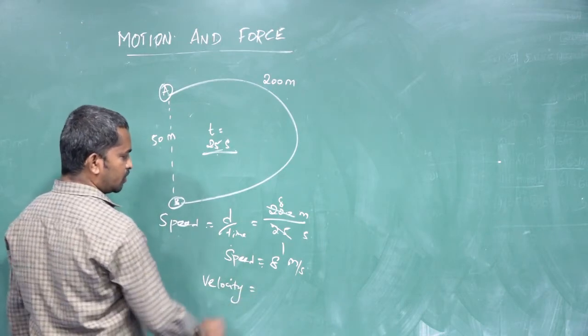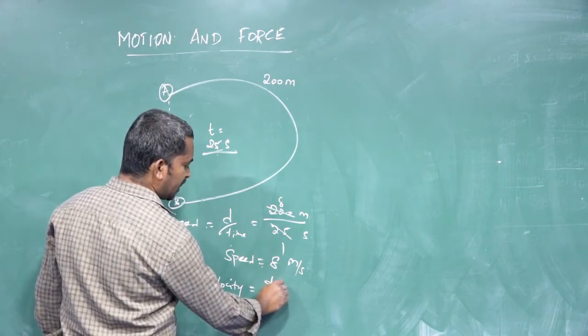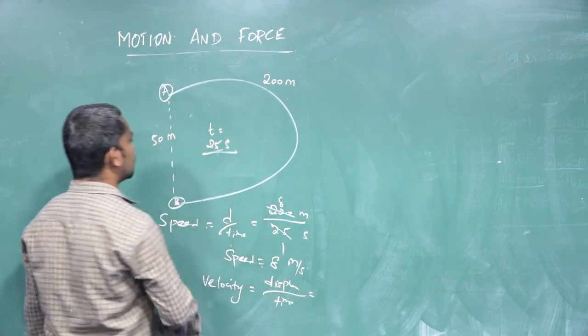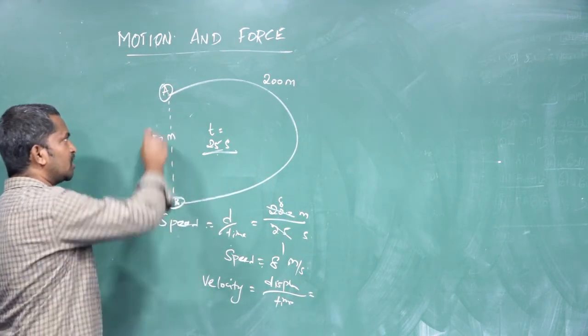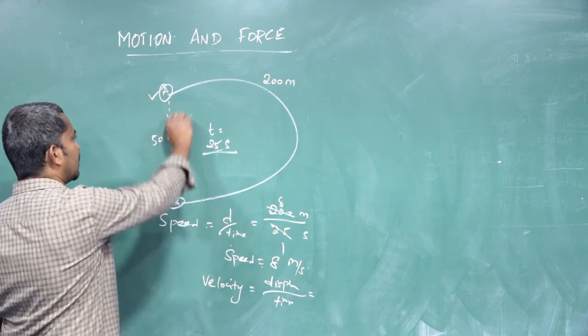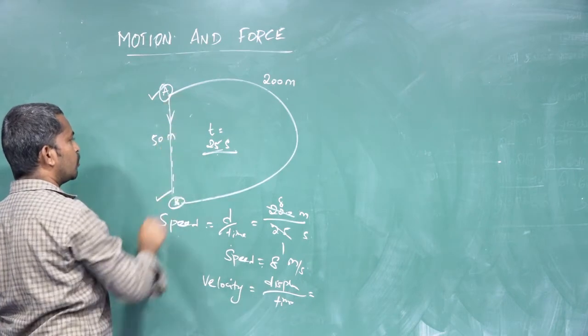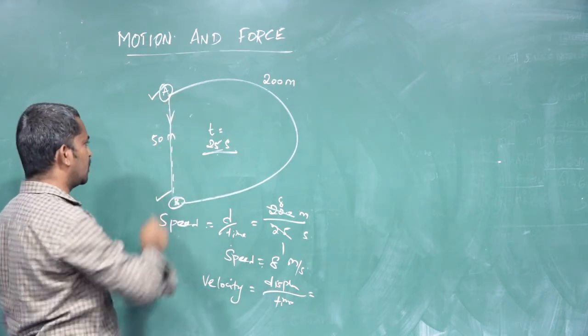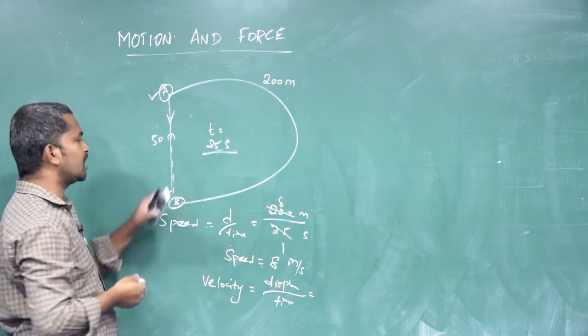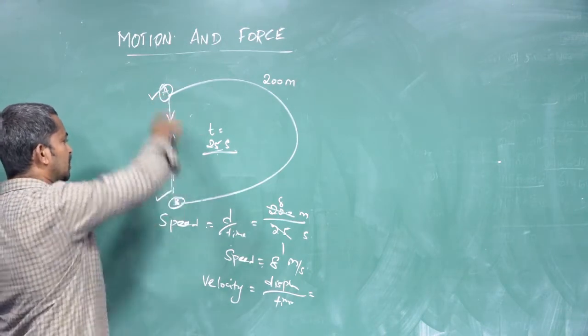Velocity is equal to displacement divided by time. What is the displacement? The shortest distance between the initial point and the final point, in a particular direction, is called displacement. Direction is very important: east to west, south to north, or north to south, any one of the directions. So A to B, this direction.